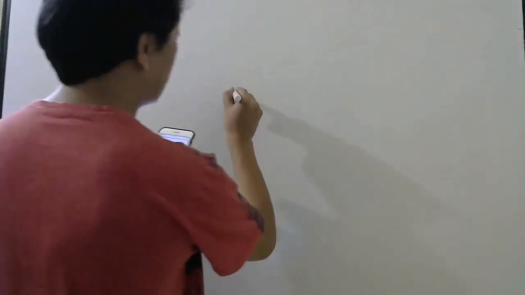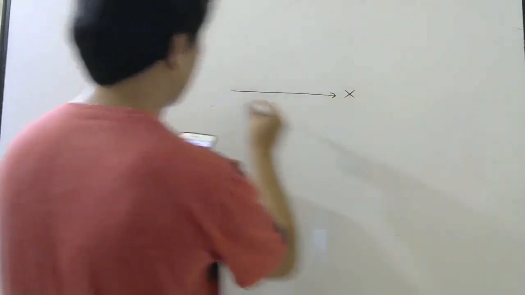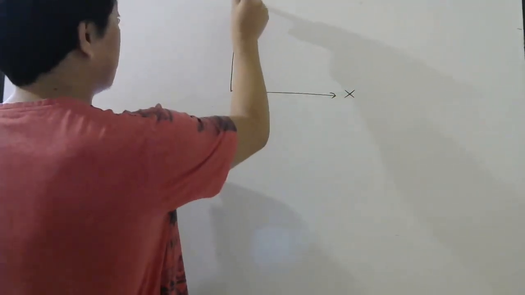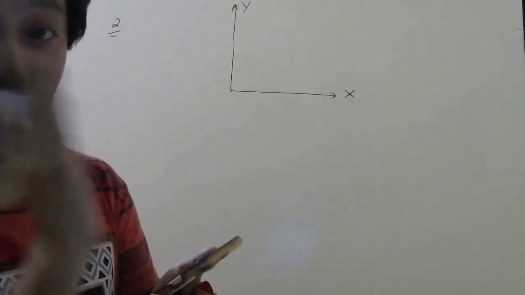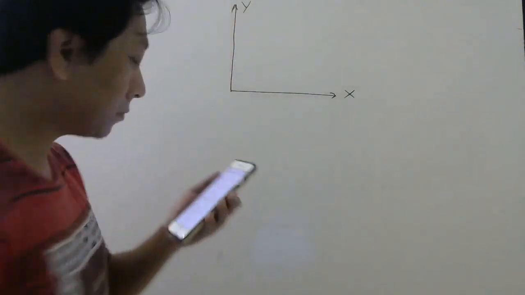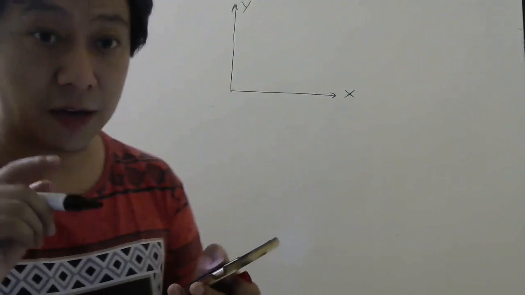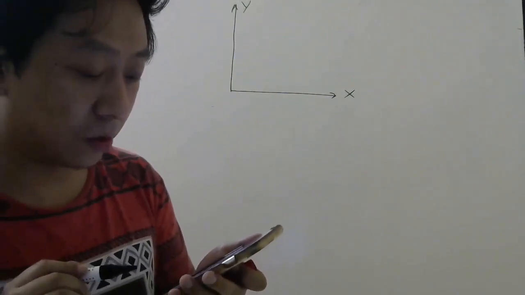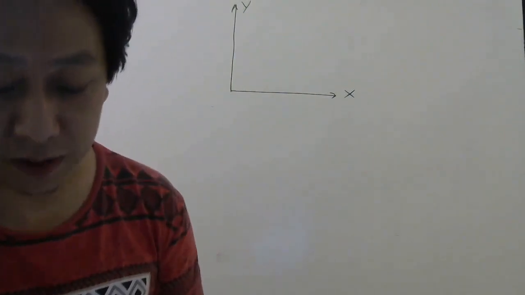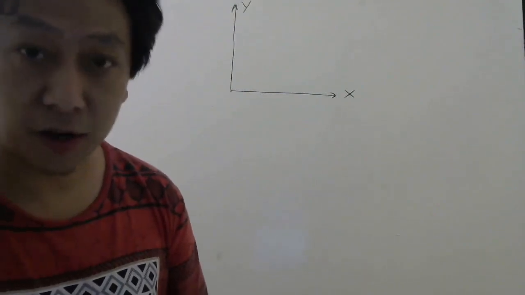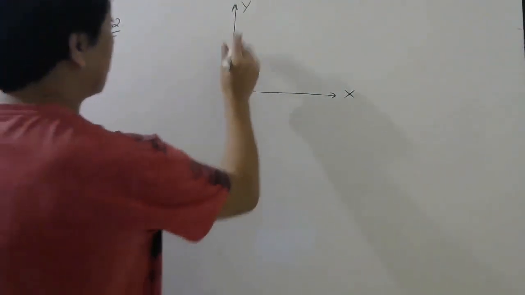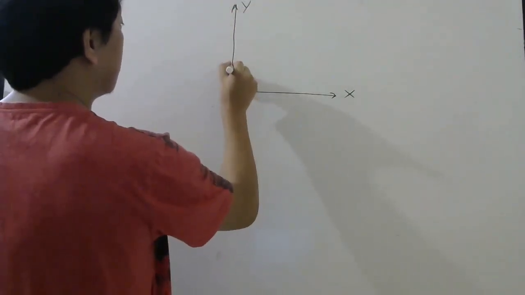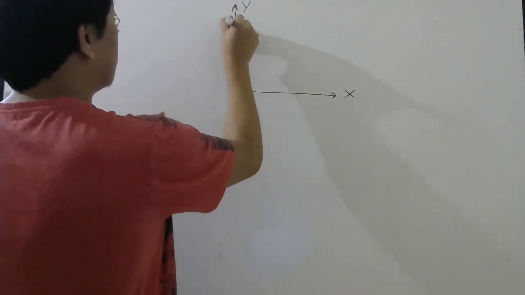So first, better to draw the axes. This is your x-axis, this is your y-axis. Now the wire is infinite and it is along the y-axis. The wire is here. It may be infinite, but one end is at the point (0, b). (0, b) means the x coordinate is 0, the y coordinate is b. So this is your wire.